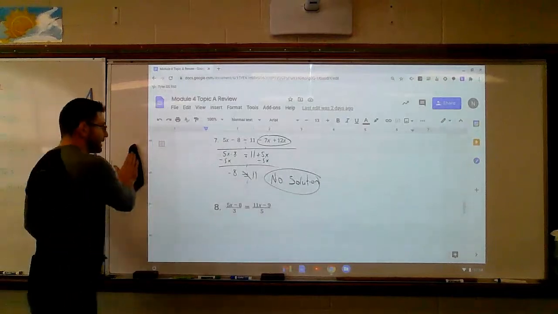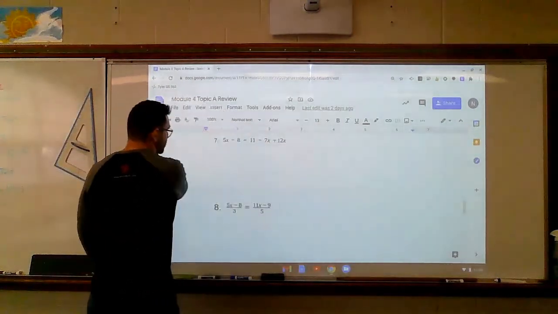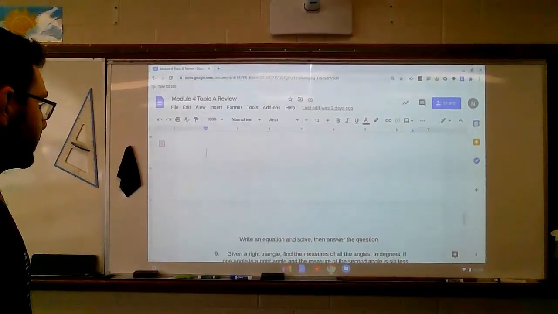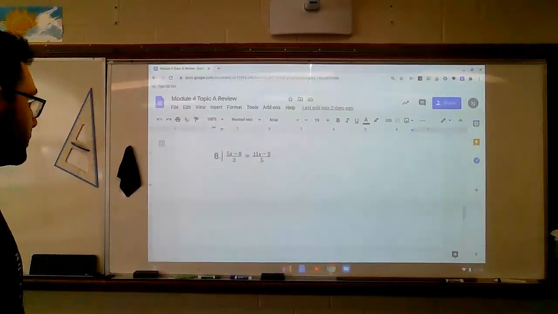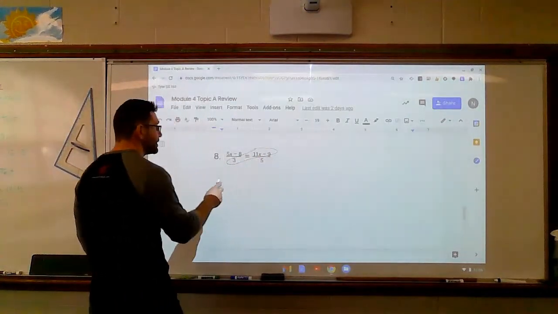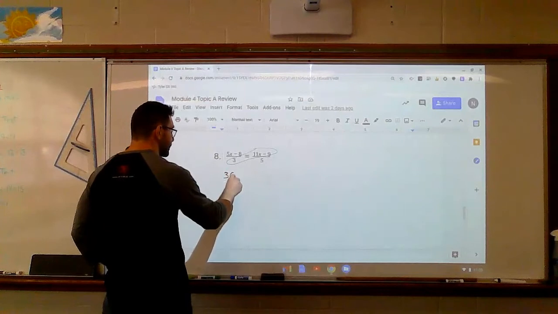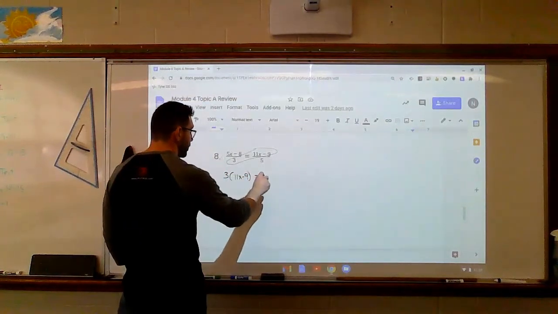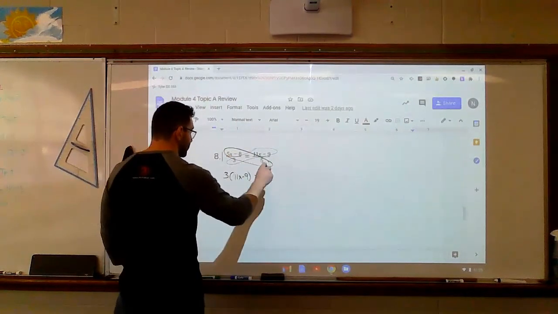Okay? Last equation. Come on back up. Okay. So cross multiplication, these are proportions. The key to these is making sure that you put the terms that have more than one term in parentheses. So 3 multiplied by all, 5 multiplied by all.